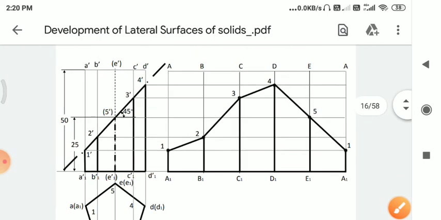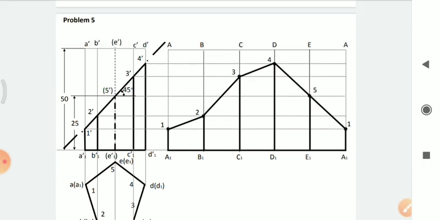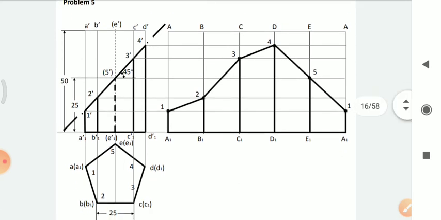So this is the solution to the problem. If you do this much, this is a question worth 30 marks. This is the one example of a prism I have shown. I'll come back with another problem on pyramid and some more problems on pyramids in the next videos. Thank you.